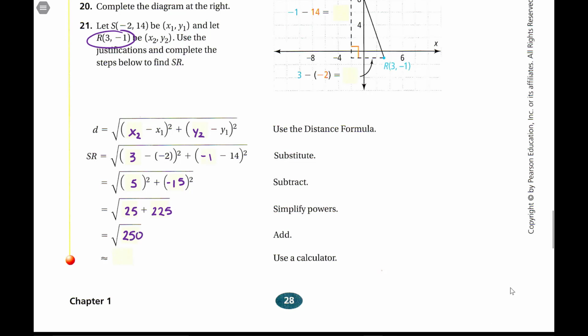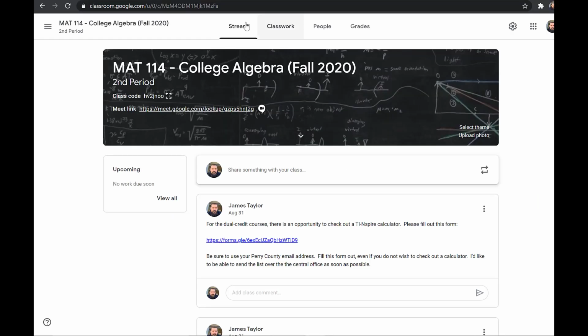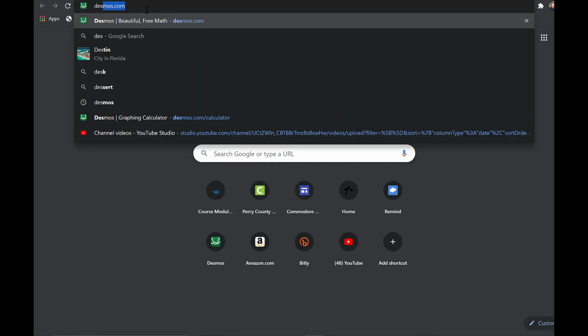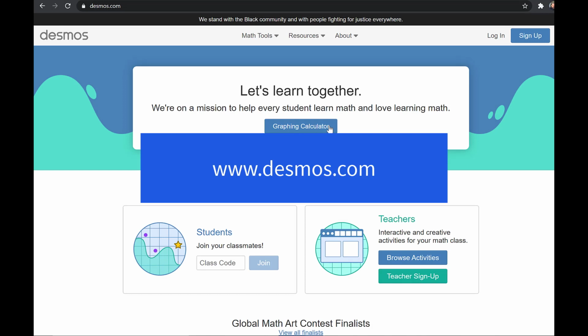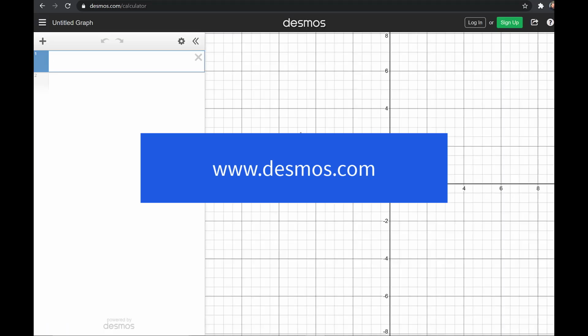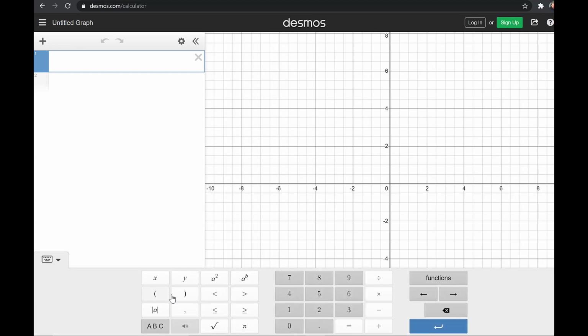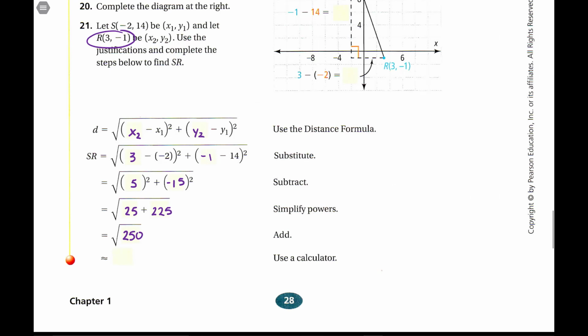We will have to use a calculator to approximate that to the nearest tenth, because that's what the question asked for. So I go to Desmos. We are looking at the square root of 250. And we get 15.8. So the distance between R and S, or the length of SR, however you want to look at it, is going to be approximately 15.8 units.